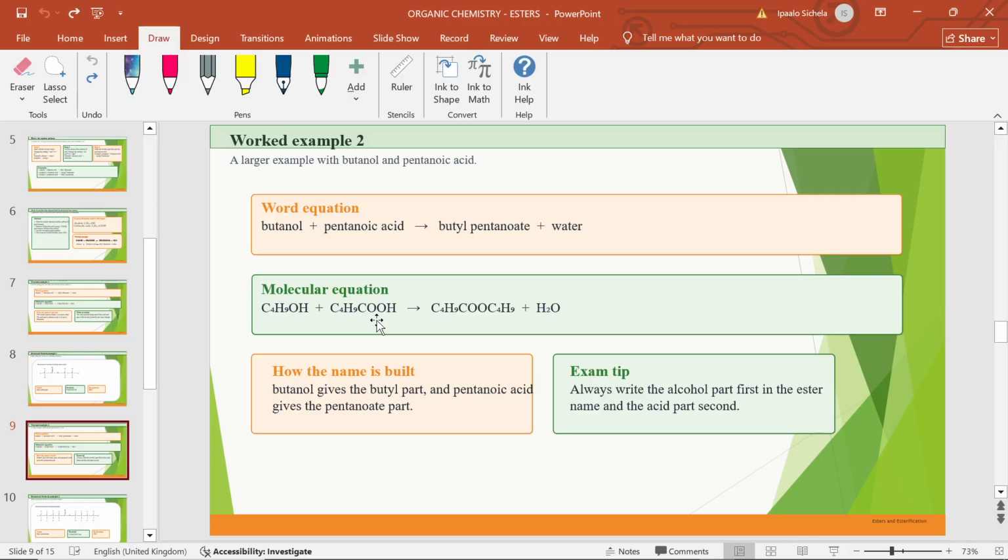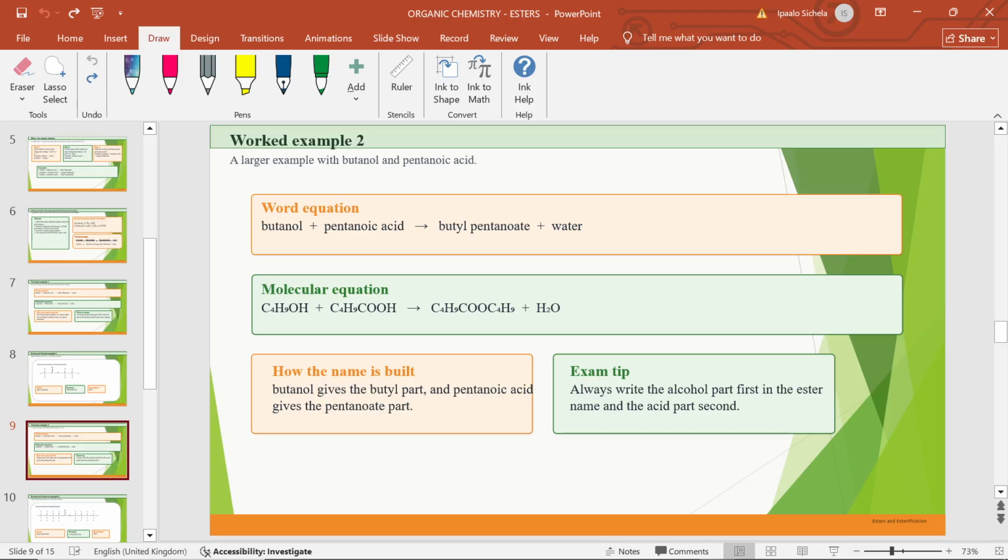Now, how do you write the chemical formula of the ester formed, butyl pentanoate? The first thing is you remove the hydrogen atom at the end of the carboxylic acid, and then you write it. Then you remove the hydroxide from the alcohol. Then you combine whatever is remaining of the alcohol with whatever is remaining of the carboxylic acid, and then you have this. Then you write water. So that's how you write the molecular formula for butyl pentanoate.